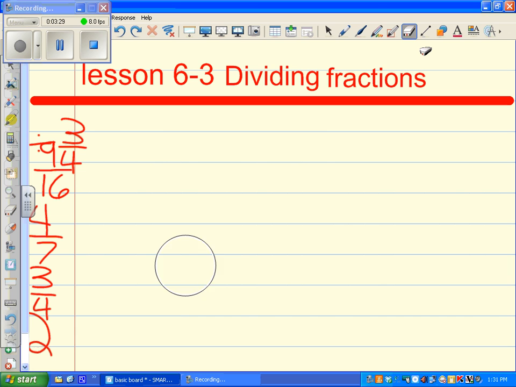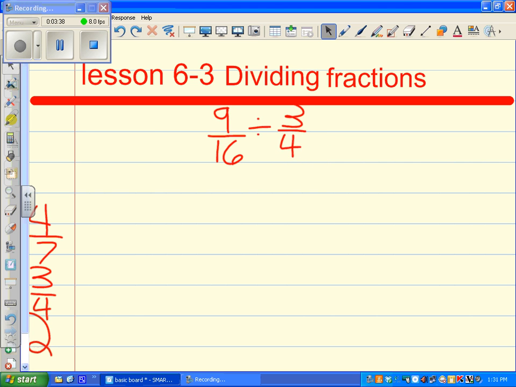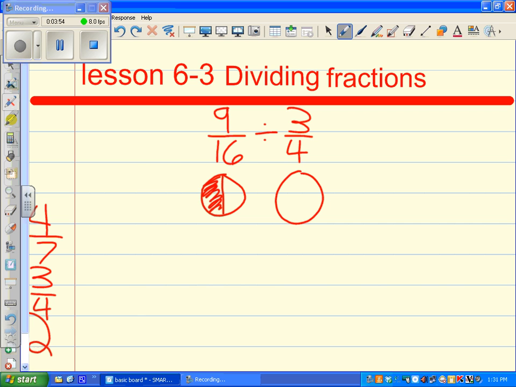Let's try that a couple more times with a few other problems. Let's try it first with 9/16 divided by 3/4. And we're asking, how many 3/4 can we fit into 9/16? Well, 9/16, we're going to estimate that to be about 1/2. And 3/4, of course, is 3/4. How many 3/4 can we fit into 1/2?